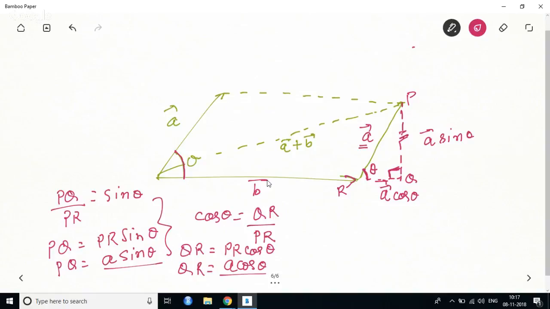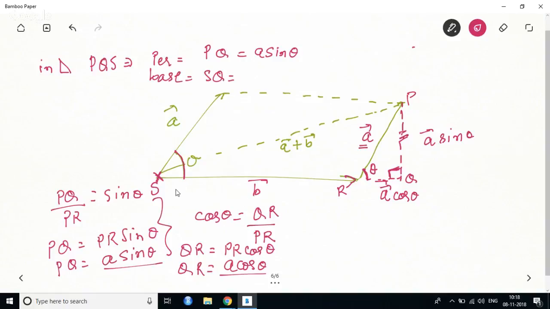This is my V vector. If I take P, Q and S, I am assuming this particular point to be S. So in right angle triangle PQS, perpendicular is PQ and that is equal to A sin theta, and base is equal to SQ. SQ would be equal to SR plus RQ.